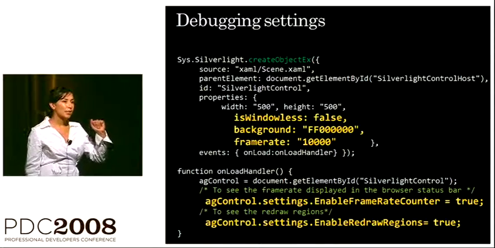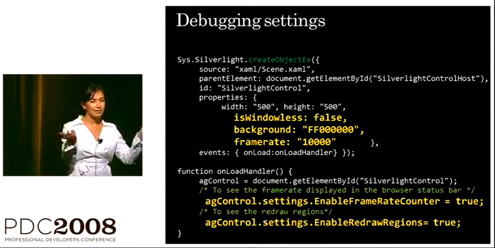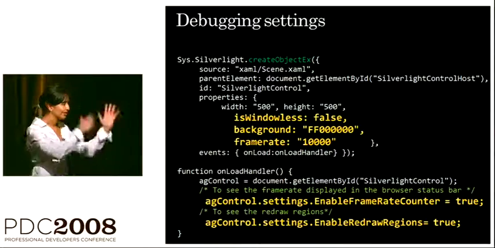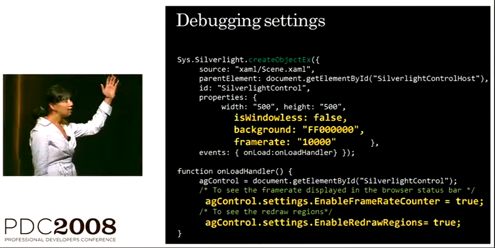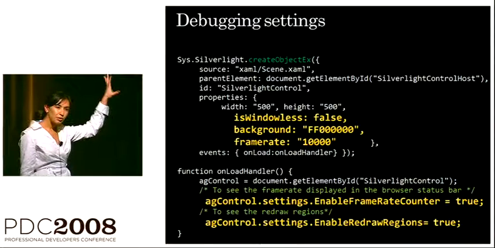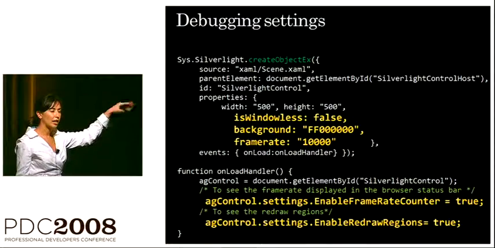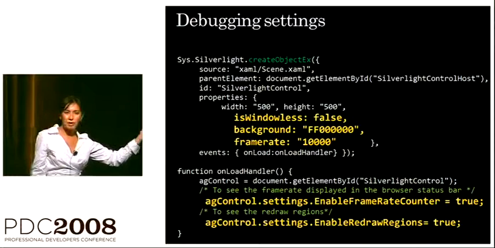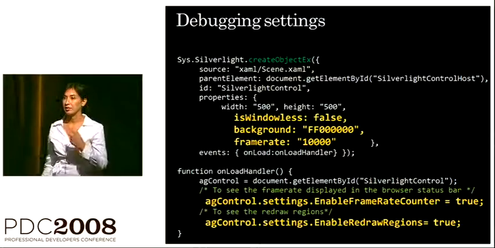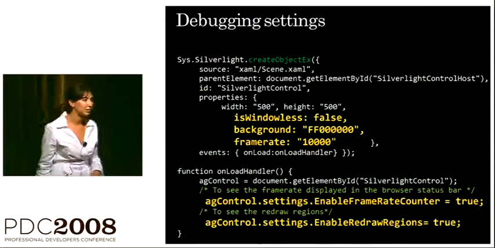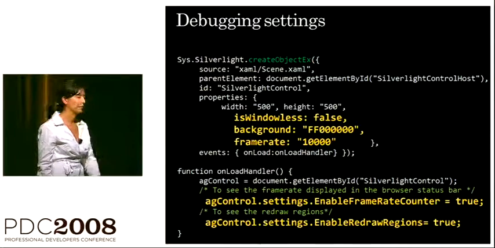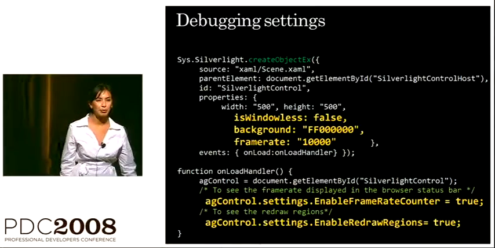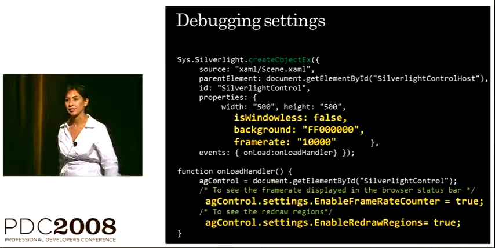When I debug an app, I always get applications that I don't understand. There's 70,000 lines of XAML, and it's ridiculous. I'll do the following. I'll first walk through the createObjectX. That's the first step. Make sure it's windowless if it needs to be. Make sure there's no transparency in the background, but if there is, make sure to actually have a reason for it. Max out the frame rate. Use a frame rate counter, and of course, enable redraw regions. Those are my debugging settings.